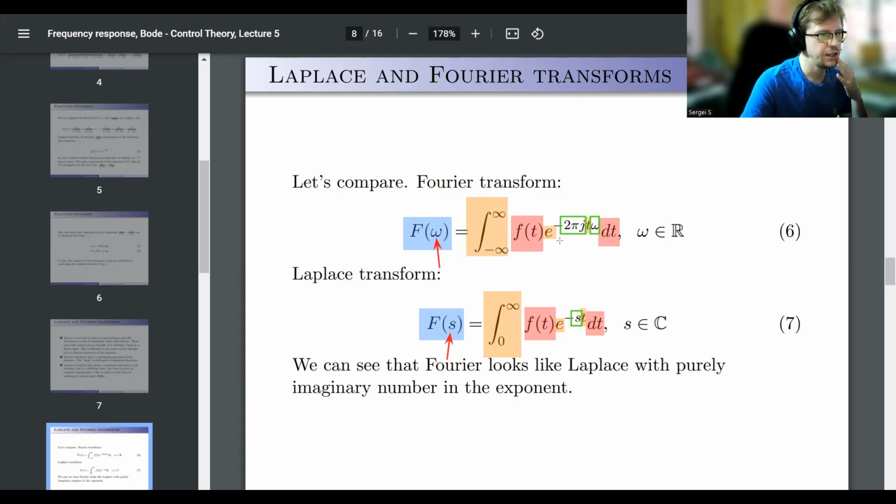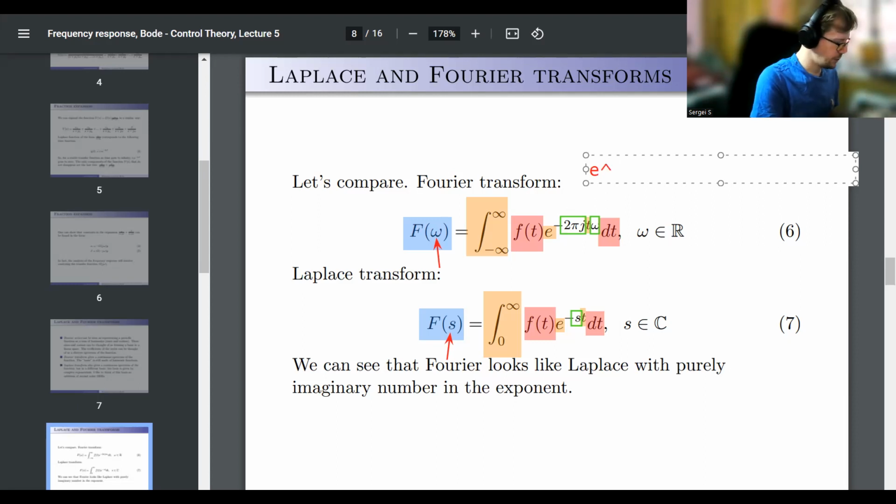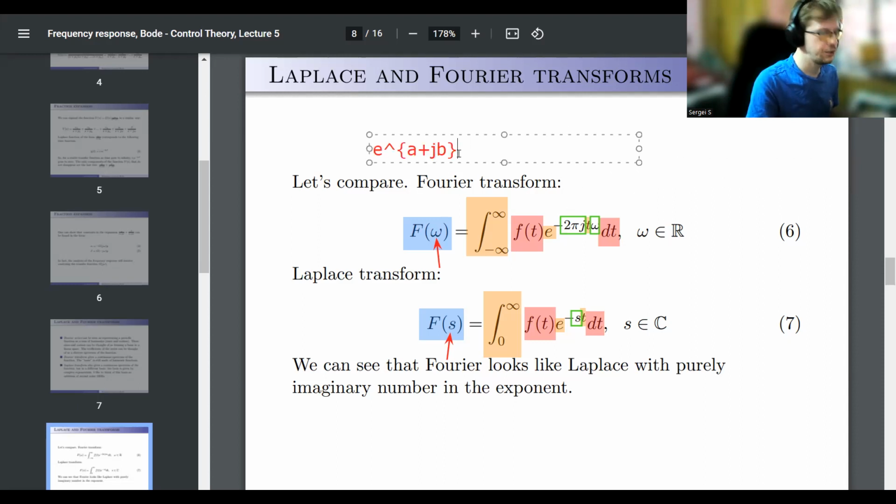And if you remember how exponentials work, e to the power, let's say, how should we write it? e to the power a plus jb. Okay. So this is an exponential, with j being the imaginary unit. It would be equal to e to the power a times e to the power jb.